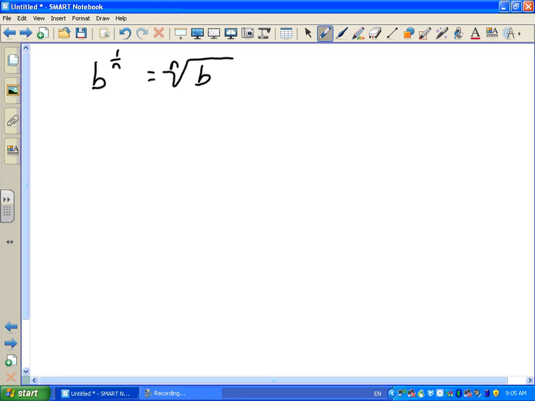I know I'm using letters, so that's very confusing. I have no idea what that means. Let's give an example. Let's say I have 9 to the power of 1/2.